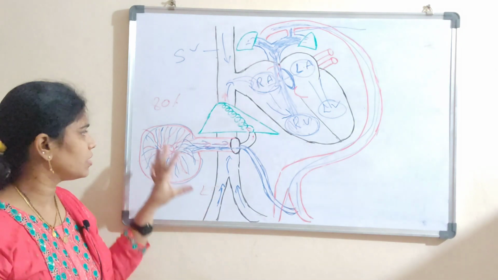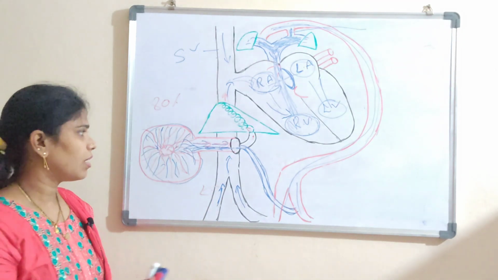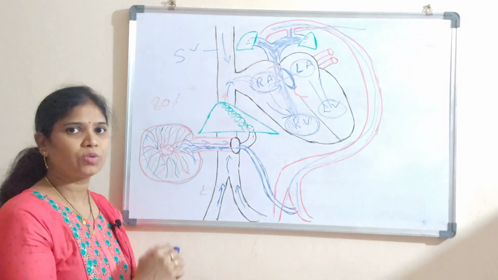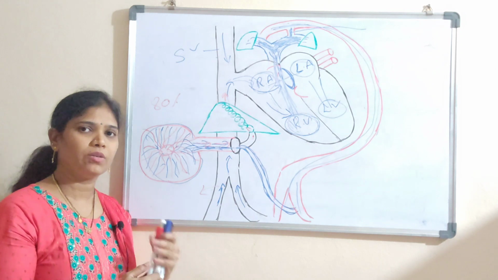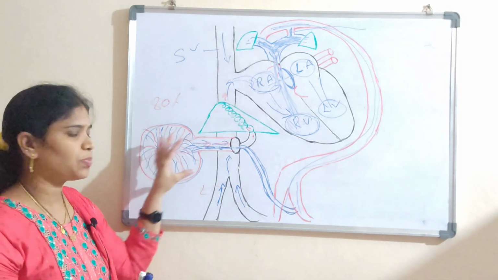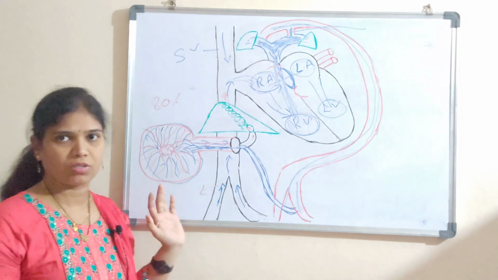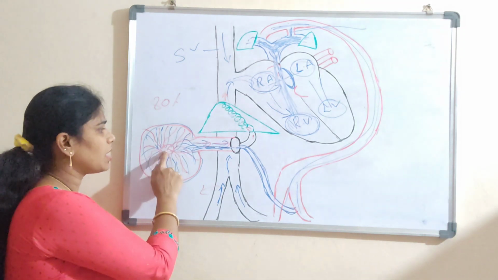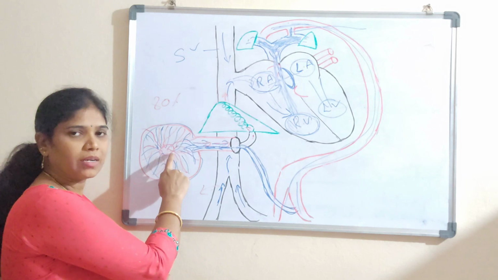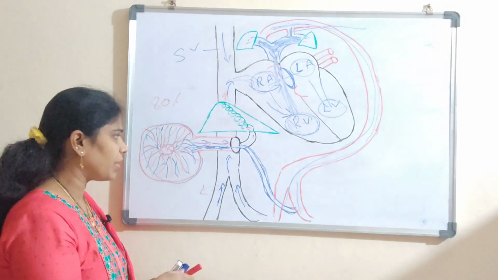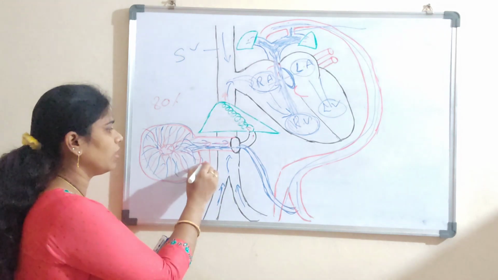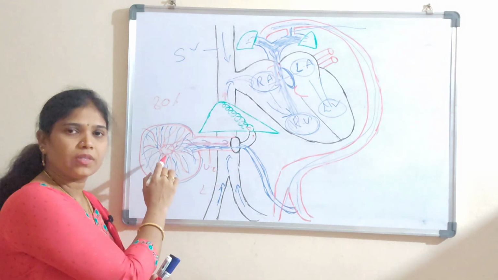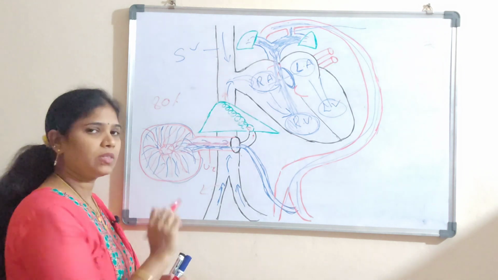This is the structure of the placenta, and the placenta gives nutritional supply to the fetus. It also eliminates waste products from the fetus, and provides respiration and blood circulation. The center of the placenta has an attachment with the umbilical cord. This is the umbilical cord. One side has an attachment with the placenta, and the other side has an attachment with the fetus.